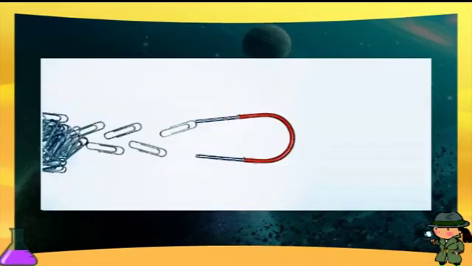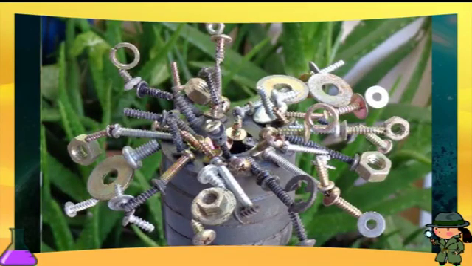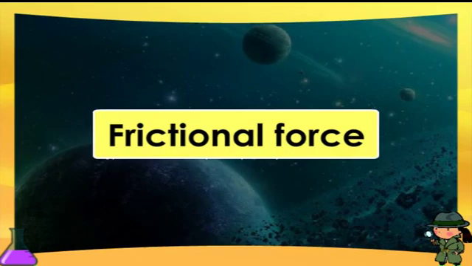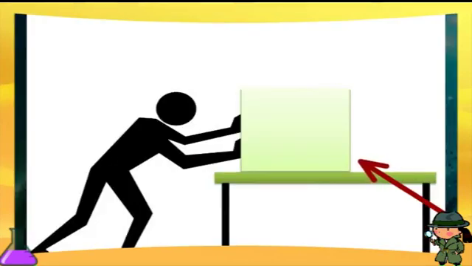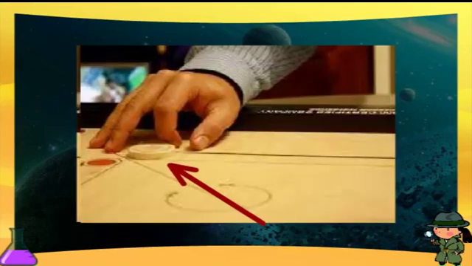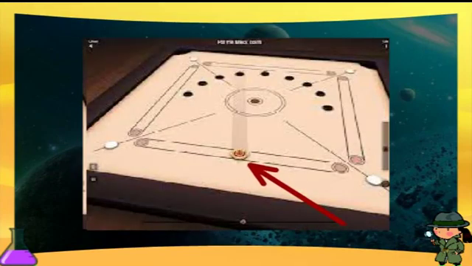Magnetic force. The force exerted by a magnet is called magnetic force. Frictional force. Smooth surfaces can be easily rubbed against each other because the force of friction between them is less, while rough surfaces cannot be easily rubbed against each other because the force of friction between them is much greater. When a carom piece is flicked lightly, it slides over the carom board but stops at a certain distance.